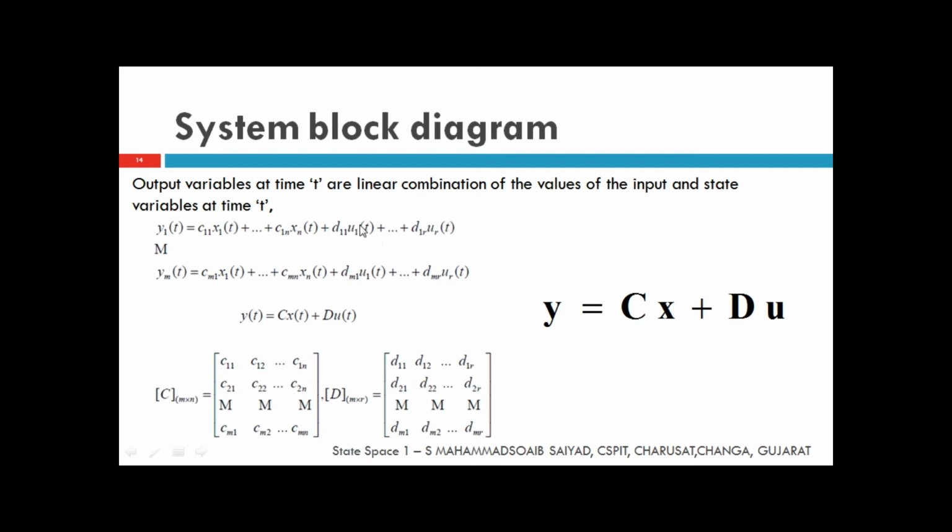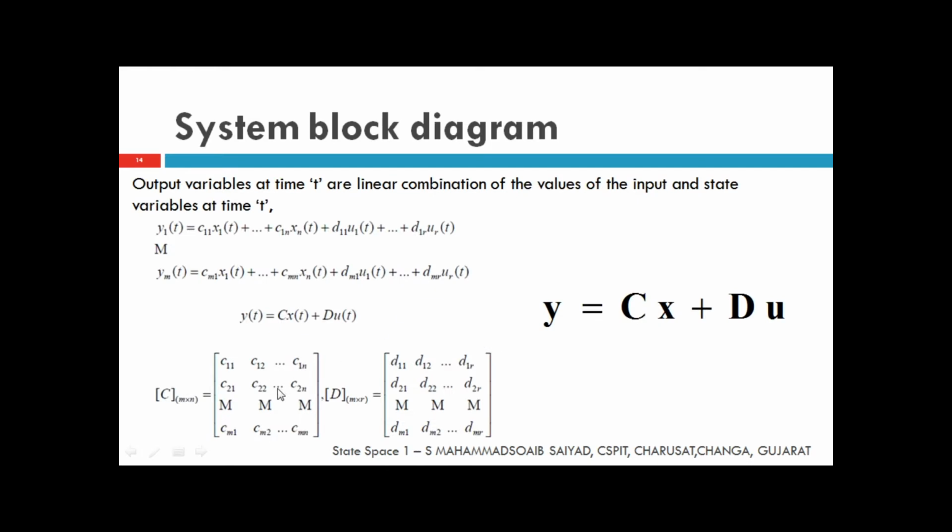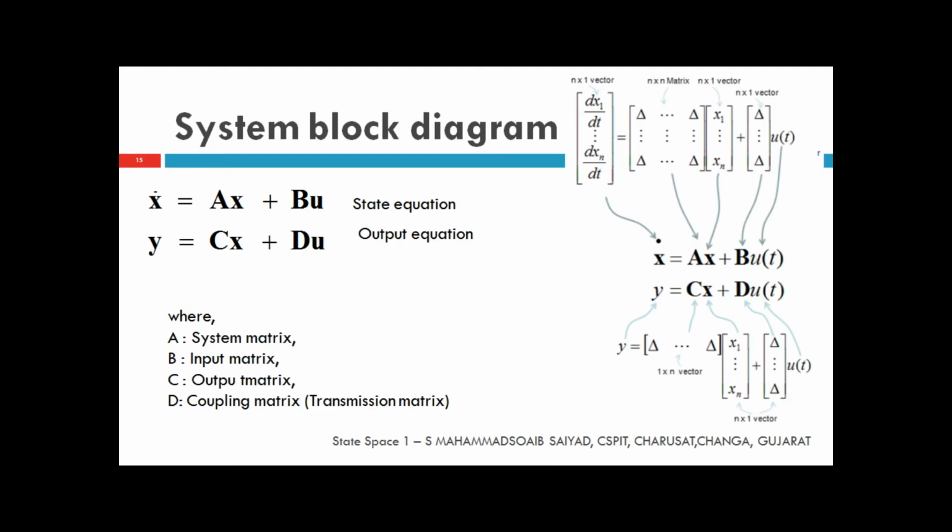Because it is multiplied by some input. So generally we don't have any direct input term in the output at the beginning of the system. So this D matrix will most probably be 0. So just to repeat, the A matrix is known as the system matrix, the B matrix is the input matrix, the C matrix is the output matrix, and the D matrix is a null matrix, or the coupling matrix, or the transmission matrix.